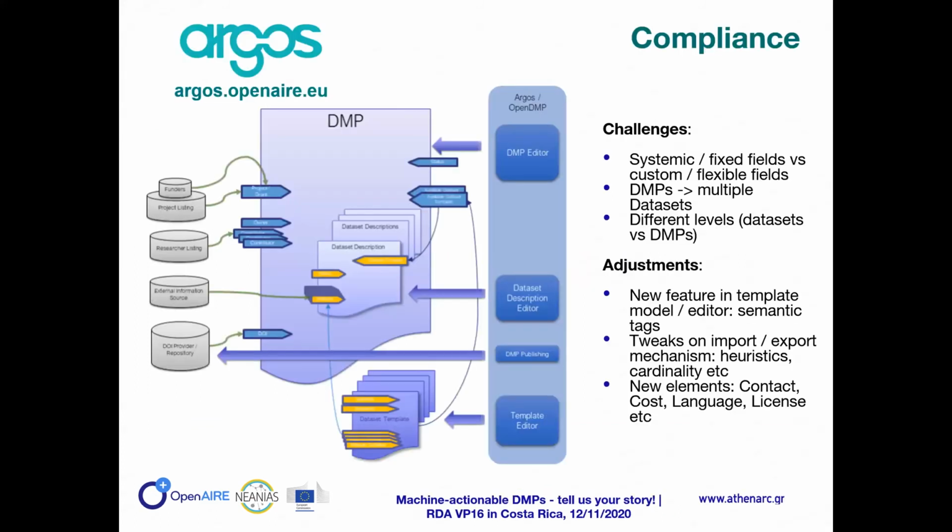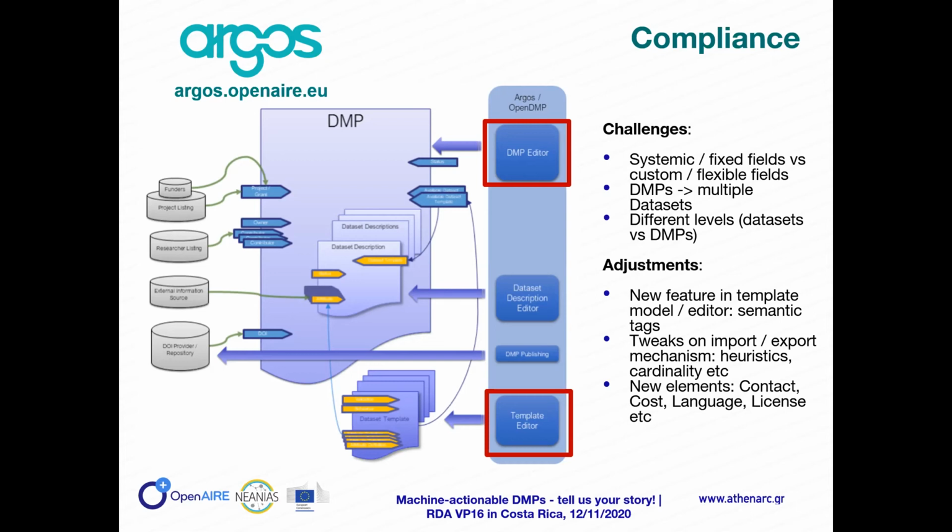So just a quick view here of the Argos model and the challenges we met facing towards the DMP specification from its standpoint. On the left, you can see the model. I will skip the details. I will highlight that the Argos model has one DMP containing the description of several datasets.